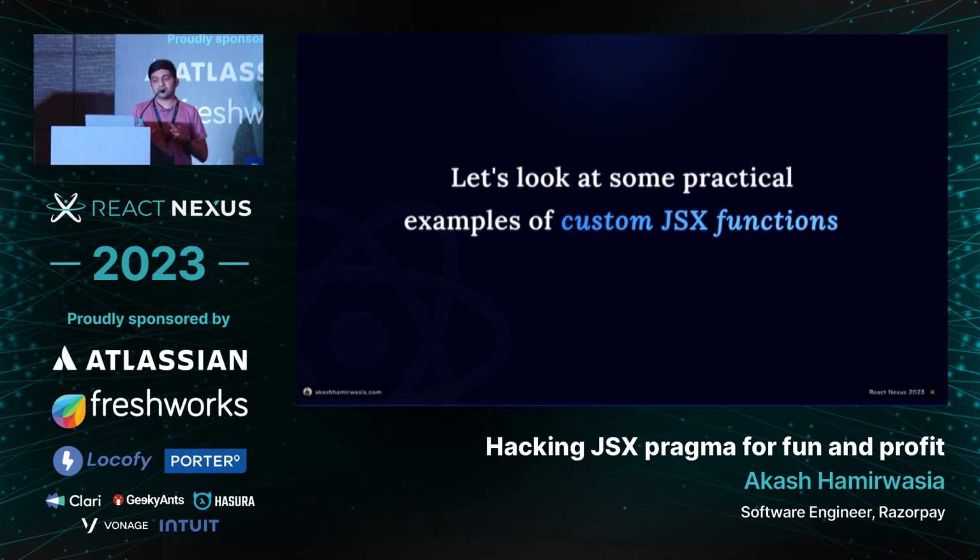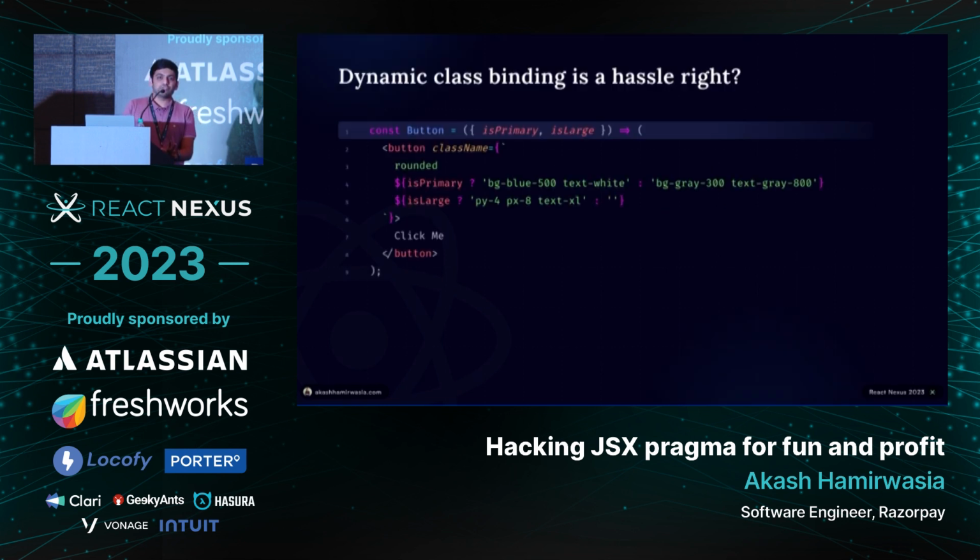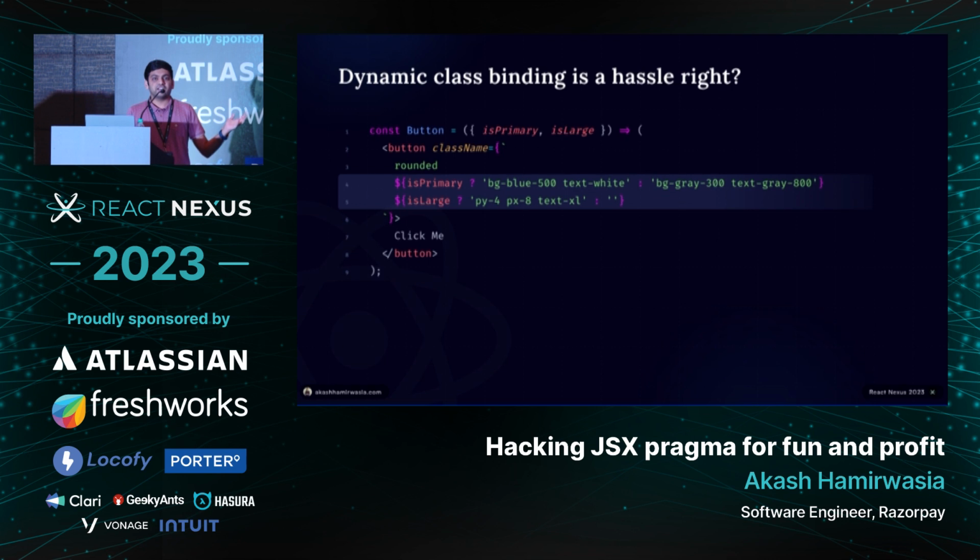So these are some practical examples of custom JSX functions that you can use. I'm sure most of us here would have used Tailwind CSS or some other CSS library and would have encountered this problem of dynamic class binding. Here's a basic example. There's a button component that takes in two props, isPrimary and isLarge, and it interpolates those props and attaches certain class names dynamically. So I'm generating the string based on the isPrimary and isLarge props.